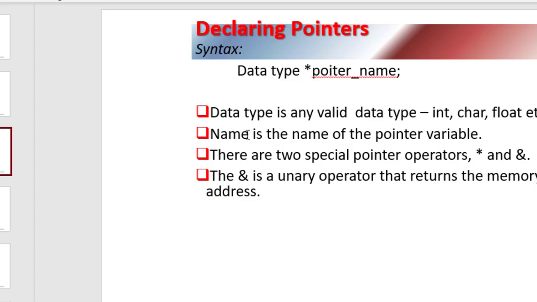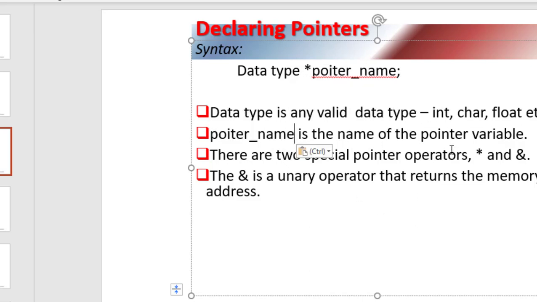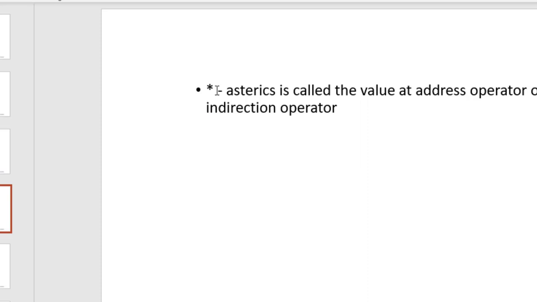The pointer name here is the name of the pointer variable. Then there are two special pointer operators that we'll be talking about. We have this star and this ampersand character. The ampersand character is a unary operator that returns the memory address. The asterisk is called the value at address operator, or indirection operator.